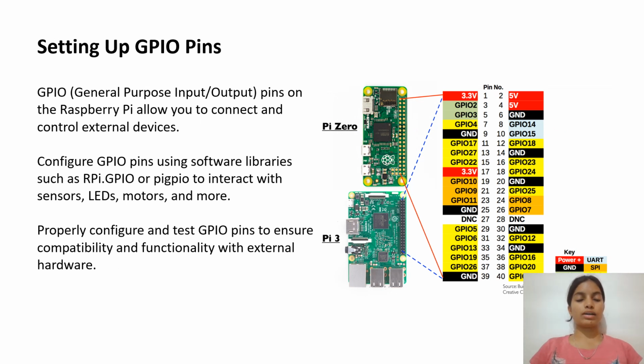Setting up the GPIO pins. GPIO, the general purpose input output pins on the Raspberry Pi, allow you to connect to and control external devices. Configure the GPIO pins using software libraries such as RPi.GPIO or pigpio to interact with sensors, LEDs, motors and more. Properly configure and test GPIO pins to ensure compatibility and functionality with the external hardware.